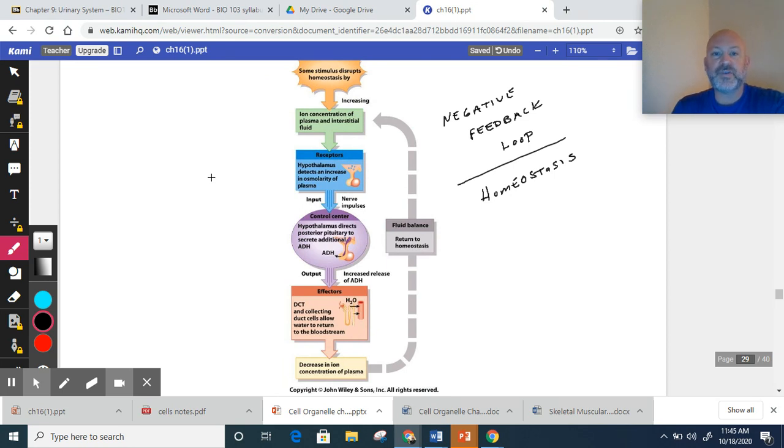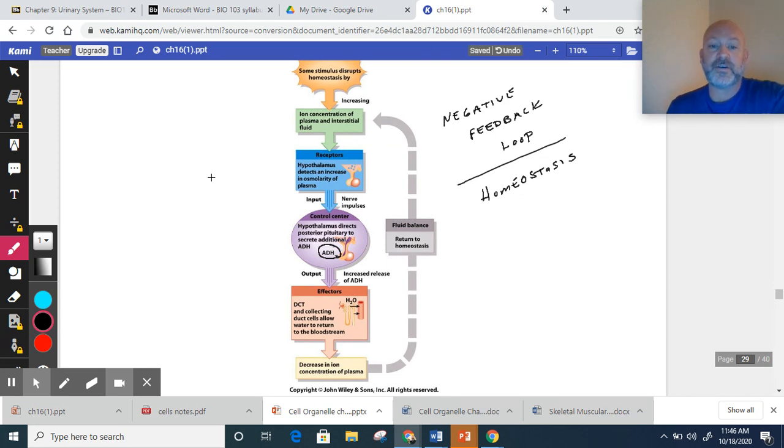And it all starts with an increasing ion concentration of plasma and interstitial fluid. So when we have increasing ion concentrations, that means there's not enough water. We have cells in the brain that are detecting that in the hypothalamus. Okay, so the cells detect that. They detect that you're dehydrated. The cells of the hypothalamus will communicate that to the pituitary gland. The pituitary gland will release antidiuretic hormone.